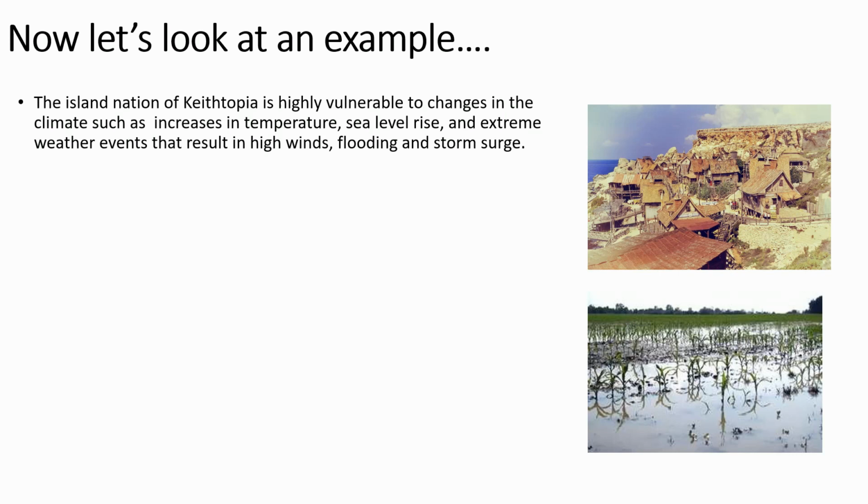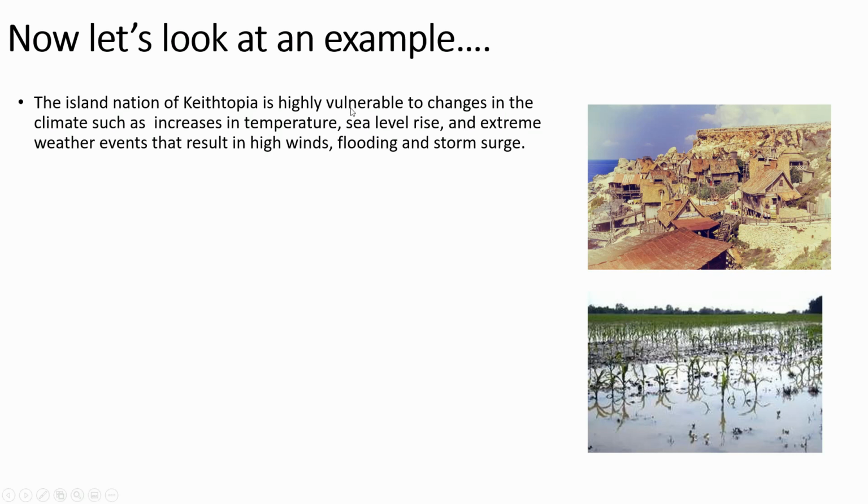The island nation of Ketopia is a least developed country and a small island developing state. And it's highly vulnerable to changes in climate, such as increased temperature and sea level rise and extreme weather events that result in high winds, flooding, and storm surge. So see here, we've already got two elements of our impact chain analysis.